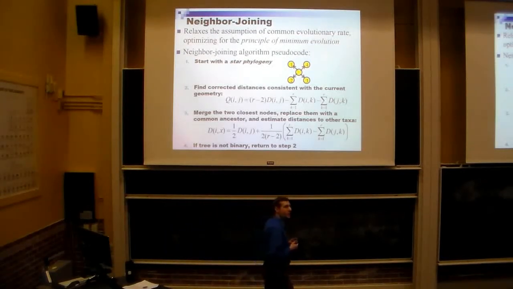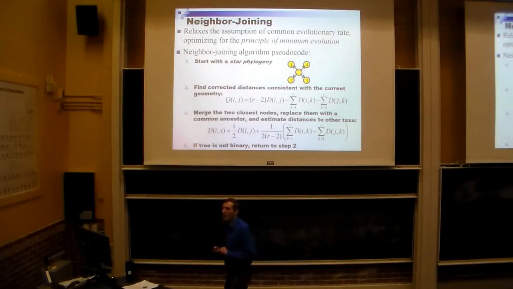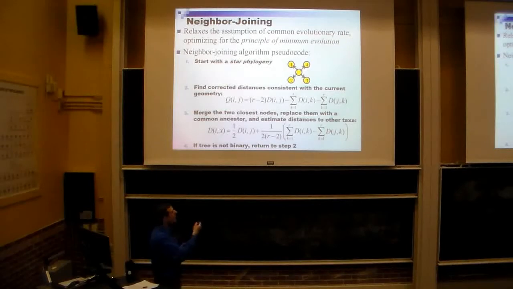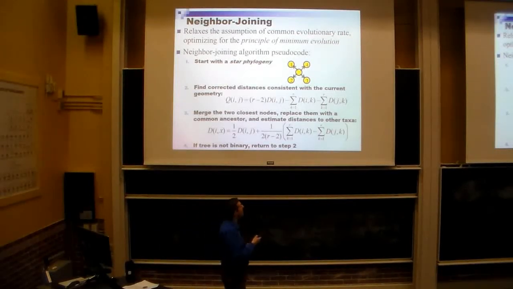So if you assume mutations are relatively rare, then comparing any 2 trees, the one that involves less evolution is the better tree. And that's the assumption here. We don't have time to go into detail about all the math behind it. It's more involved than the math in the UPGMA algorithm.